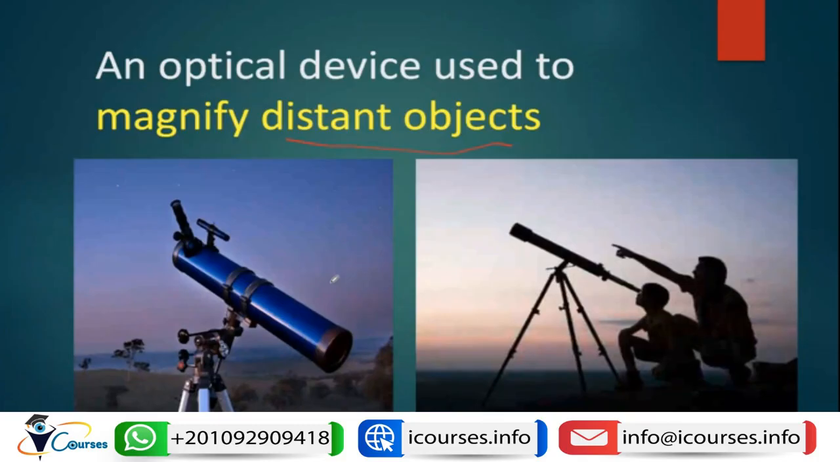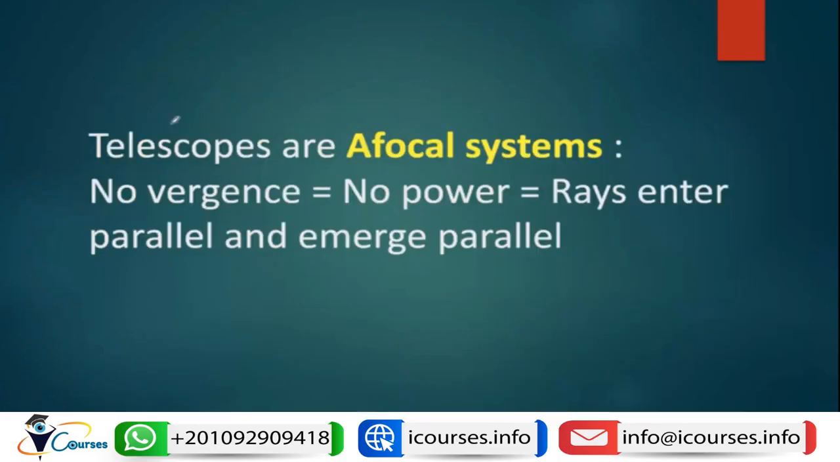So back to the telescopes. Again, telescopes are optical devices used for magnification of distant objects. And telescopes are called an afocal system. So what is meant by an afocal system? An afocal system means that this system doesn't cause any divergence of light rays. So it doesn't converge or diverge the light rays. So if the light rays enter this system parallel, they will emerge from it parallel as well. So they have no power.